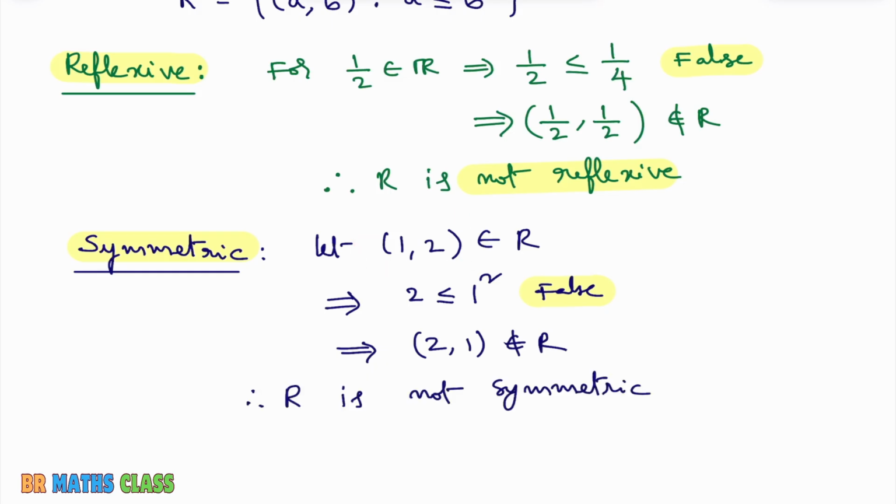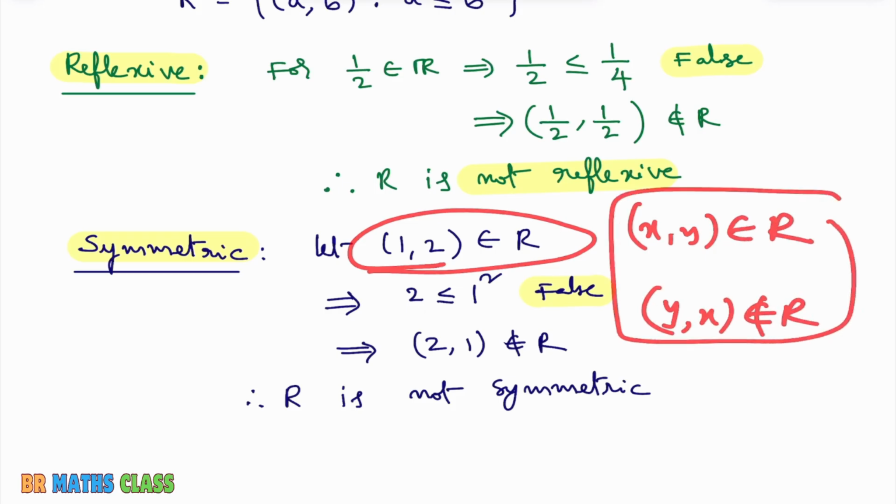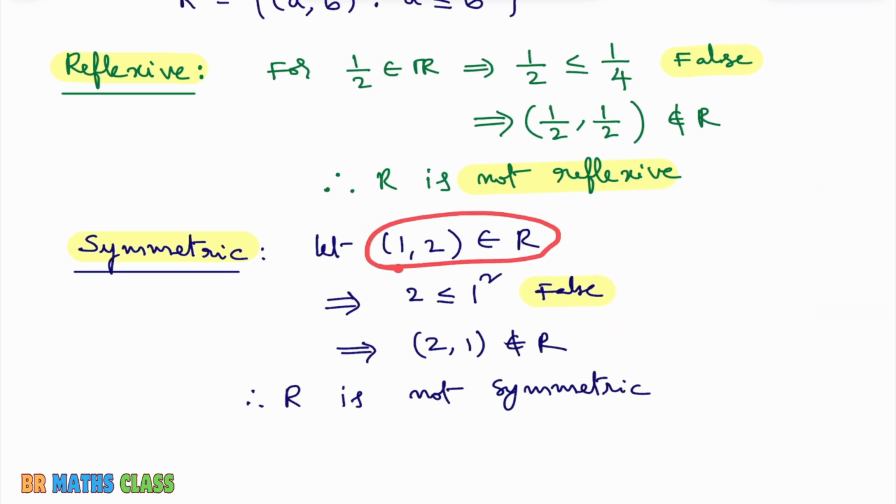Here one important point is about finding an example like this. It is not necessary that you take 1 comma 2 and prove it like that. You can take one more ordered pair x comma y in the relation such that y comma x does not belong to the relation. You can find such an example. It's not compulsory to memorize this and write the same ordered pair. You can find so many examples like this. Finding such examples is a little difficult when you try the problem on your own.